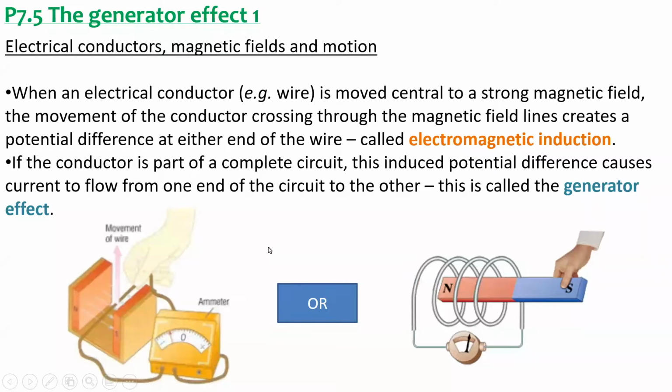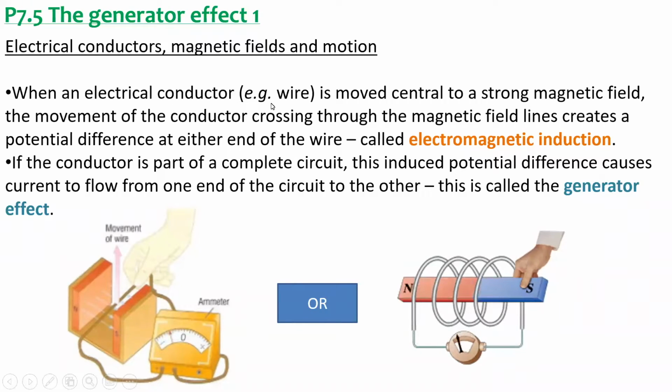Okay, so we're talking about the generator effect. So what is it? It's when you can have either of two things. Either the wire moves between two magnets, or a magnet moves relative to a wire. In the generators we saw in the power stations, the magnet is spun round inside the coil of wire, or the coil of wire is spun round. It's called relative motion.